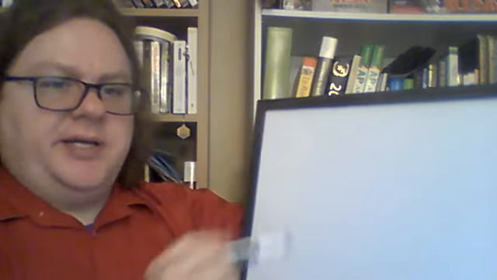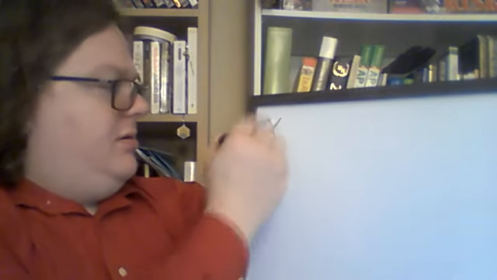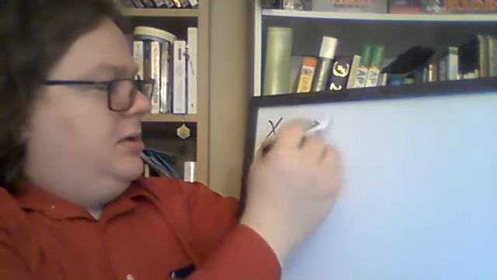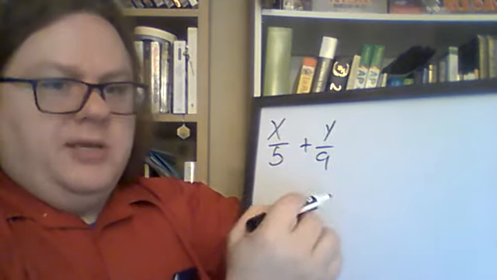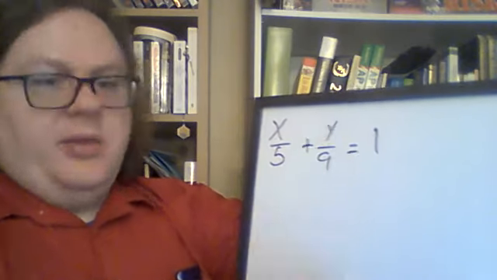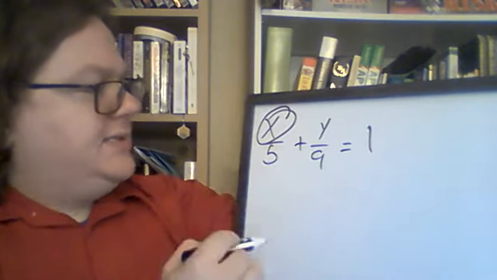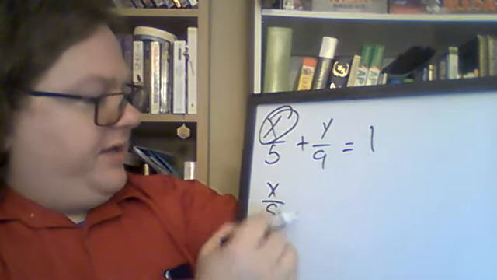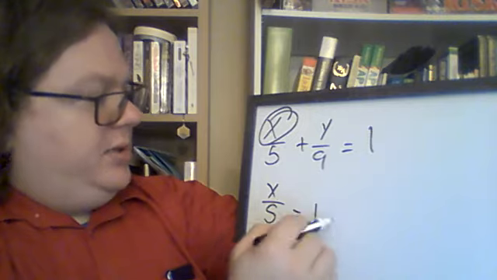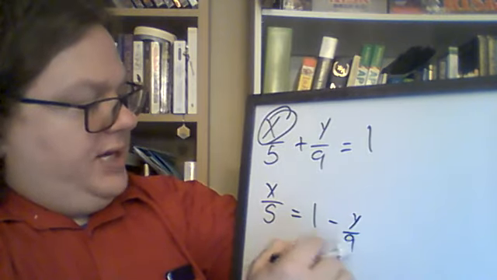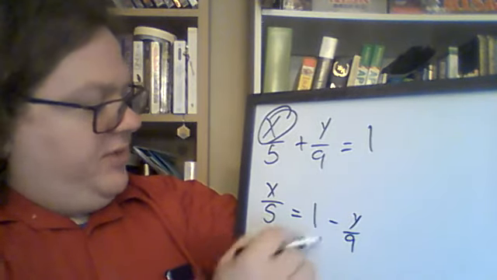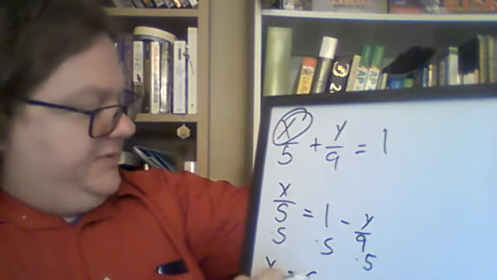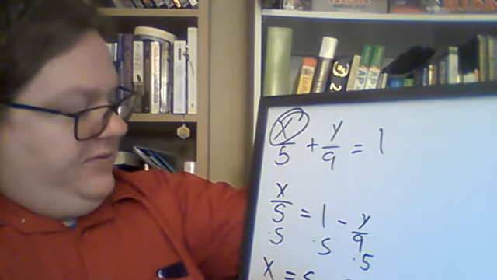Alright, fractions. This one's going to get gross. x over 5 plus y over 9 equals 1. And they want us to solve for x. So I'm going to subtract this y over 9, drop that x over 5 down, equals 1 minus y over 9, multiply by 5, and that is x equals 5 minus 5/9 y.